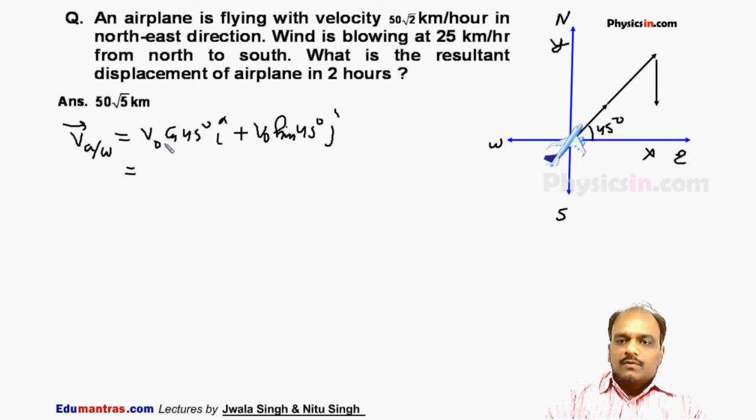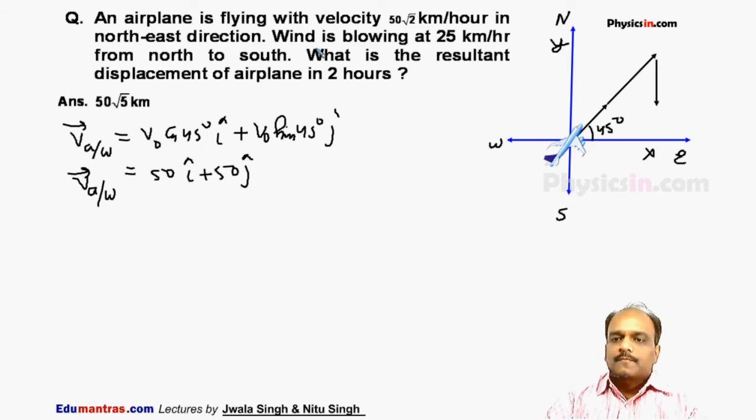We know the air speed of the plane is 50 root 2. So v naught cos 45 is 50 i cap plus 50 j cap, because 50 root 2 into cos 45, which is 1 by root 2, the root 2 cancels out and we get 50, and this is also 50. This is the velocity of the aeroplane with respect to wind. Wind is blowing at 25 km per hour from north to south.